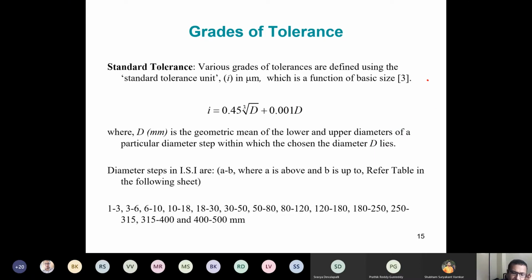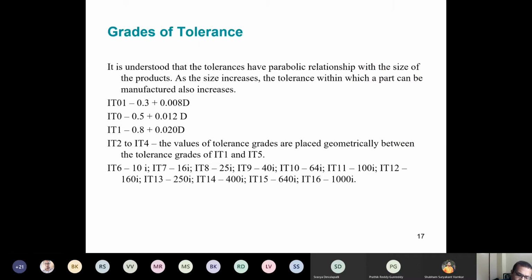So the first task you have to do in the determination of any fit is to find out this D, the geometric mean of the range in which it lies. That's the first task. Then the second thing you will do is find out what the standard tolerance unit, which is I, will be. And then, if you see, this is the D.